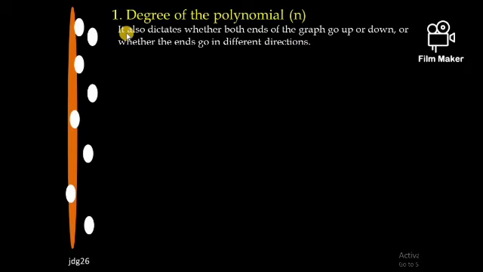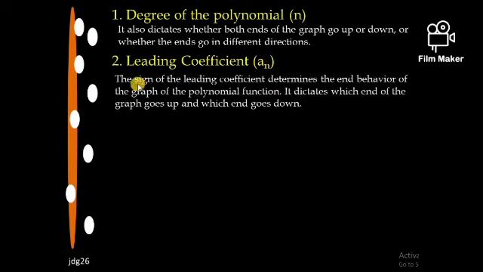Another thing, the degree of the polynomial also dictates whether both ends of the graph go up or down, or whether the ends go in different directions. So, para malaman natin kung saan yung direction ng graph, kailangan din nating alamin muna si leading coefficient or a sub n. The sign of the leading coefficient determines the end behavior of the graph of the polynomial function. It dictates which end of the graph goes up and which end goes down.